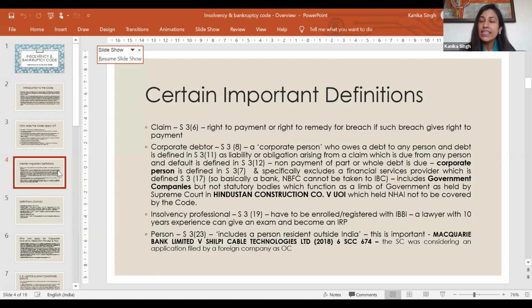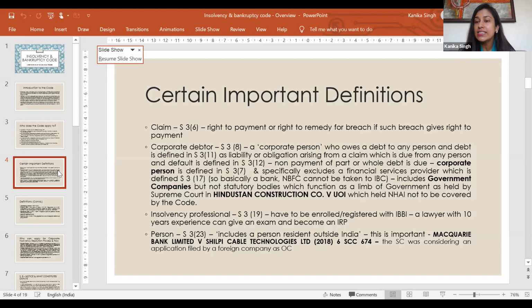Corporate debtor is defined as a corporate person who owes a debt to anybody arising out of a liability or obligation, and who has defaulted in the payment of the said debt. One very important point to be noted is that when corporate debtor is defined in the code, it specially excludes financial services providers. So your banks, NBFCs cannot be corporate debtors and you cannot bring an action against these institutions. The idea is that these institutions should be safeguarded from insolvency actions.